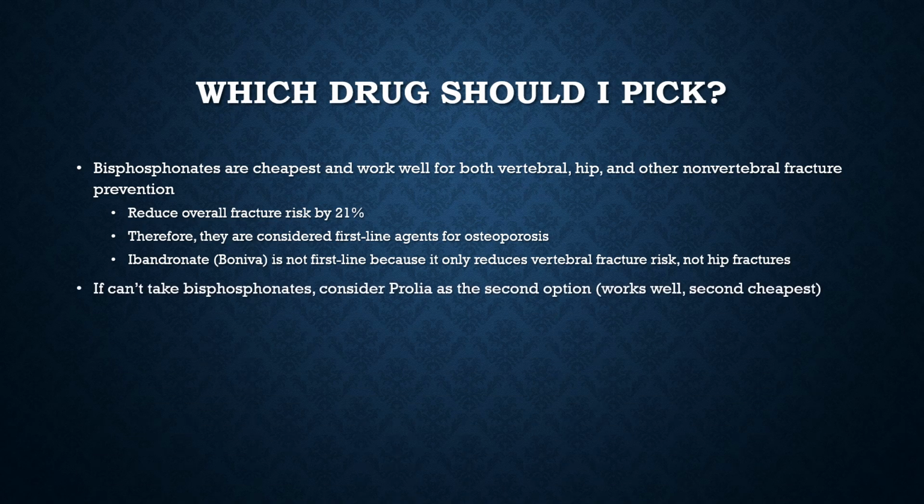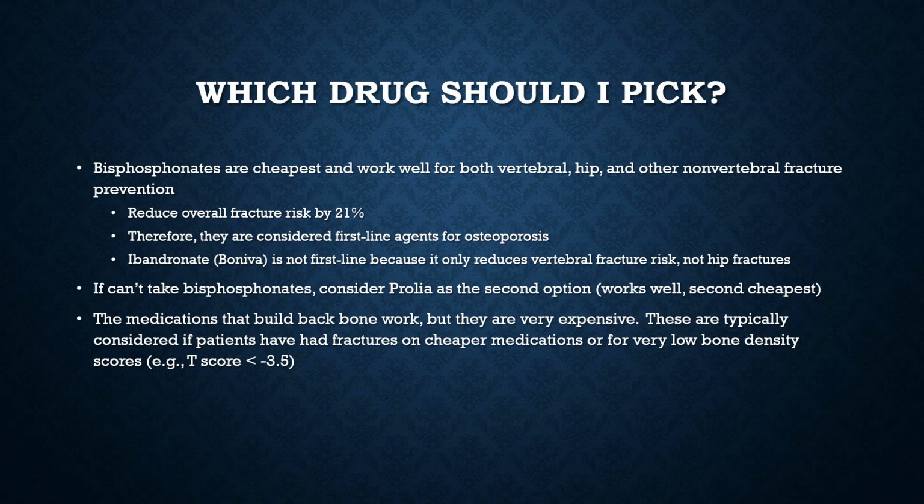If one can't take bisphosphonates, Prolia is usually considered as the second option, as it works well and is the second cheapest option. The other medications I mentioned that build back bone work, but they are very expensive. They're typically used in patients who've had fractures on the less expensive medications, or if patients have a very low bone density, such as a T-score less than -3.5. Calcium, vitamin D, and kidney function should usually be checked before initiating all of these medications.